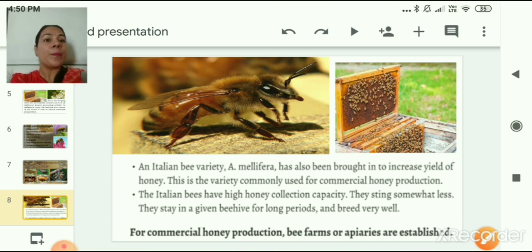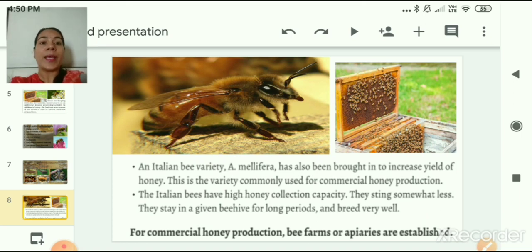An Italian bee variety, Apis mellifera, has also been brought in to increase yield of honey. This is the variety which is commonly used for commercial honey production.